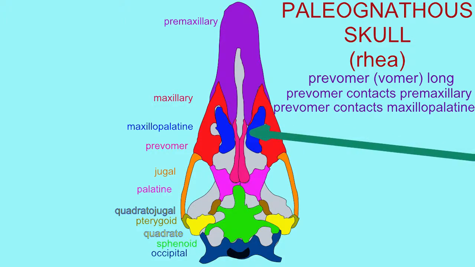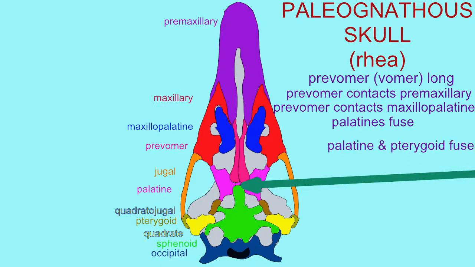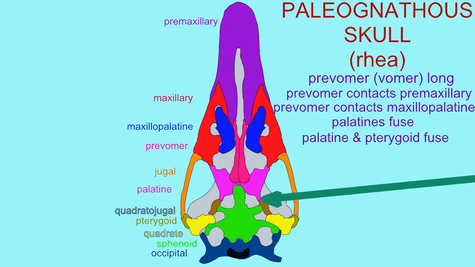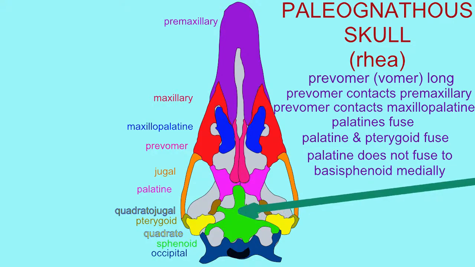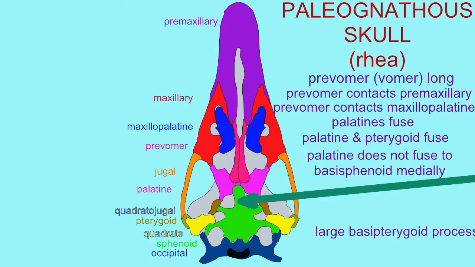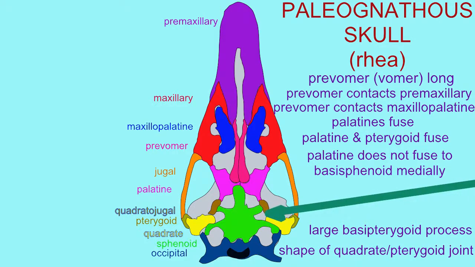These traits, which can help define the group, include a long prevomer, a prevomer which contacts the premaxillary bone, a prevomer which contacts the maxopalatine bones, the fusion of the palatine bones, the palatine and pterygoid fusion to make a rigid joint, the fact that the palatine does not fuse with the basisphenoid medially along the midline, the large basipterygoid process on the sphenoid, the shape of the quadrate pterygoid joint, and others.